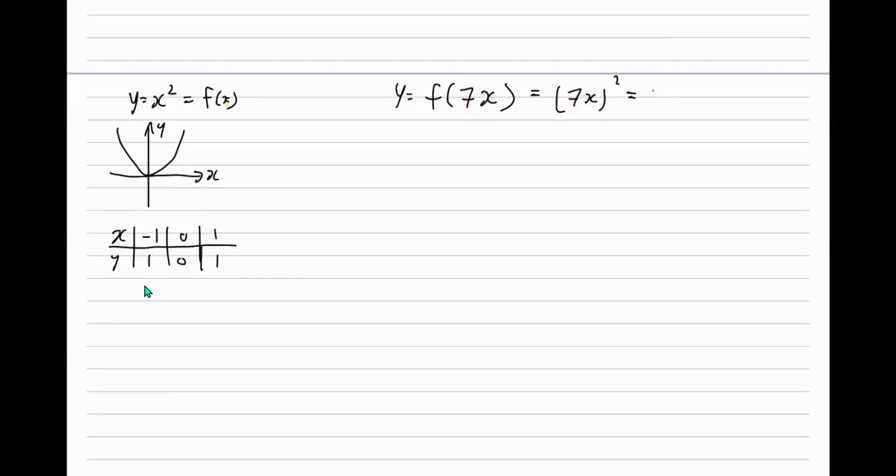Yellow is yellow, the blue is now the blue, with an invisible pair of brackets. Good. Then you end up with 49x squared. So how does it look? It simply means that if you plot a few points, it becomes sharper.